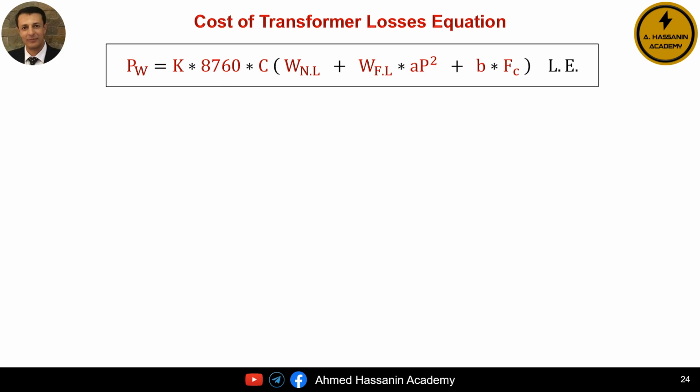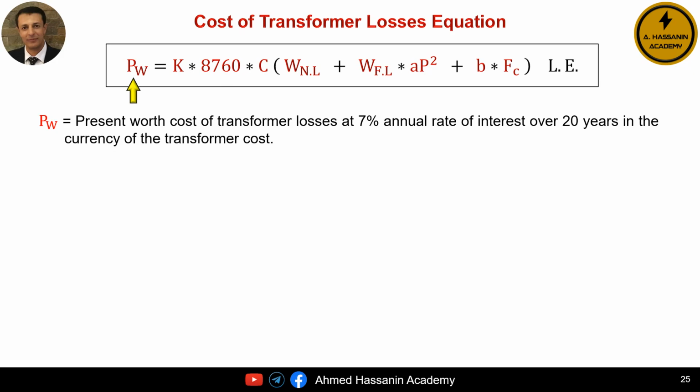This formula helps us calculate the total cost of electrical losses in the transformer over a year, including no load losses, full load losses, and losses from power quality issues like harmonics. PW is the present value of the cost of losses, calculated using a secondary interest rate of 7% over a period of 20 years. Naturally, this cost depends, as we will see, on the current price of 1 kilowatt hour. And since this price will certainly change over time, an annual interest rate of 7% has been applied to account for this variation.